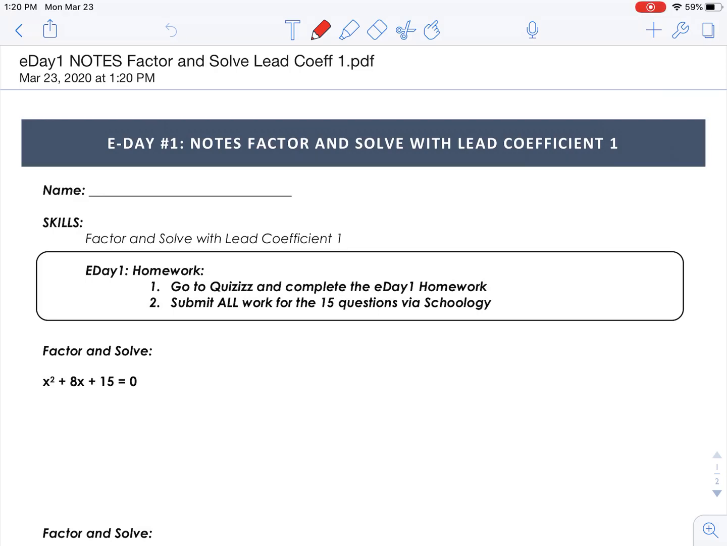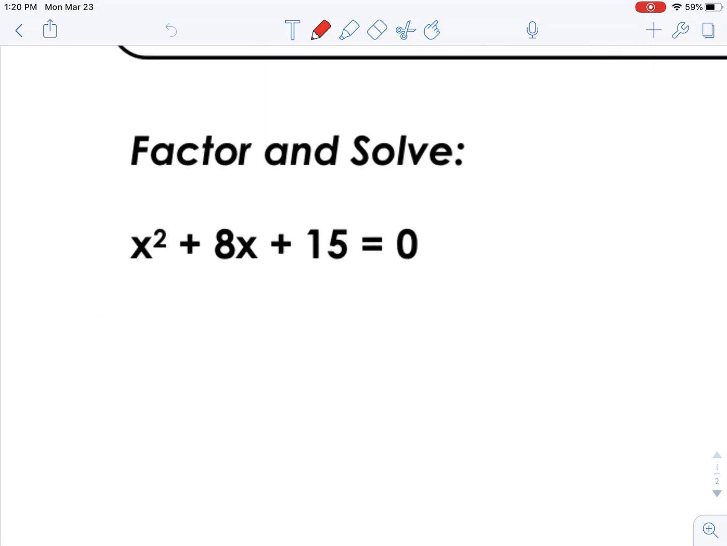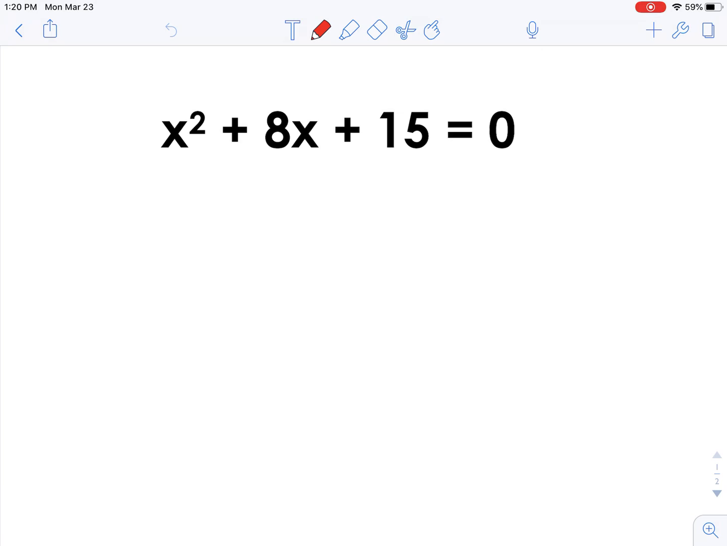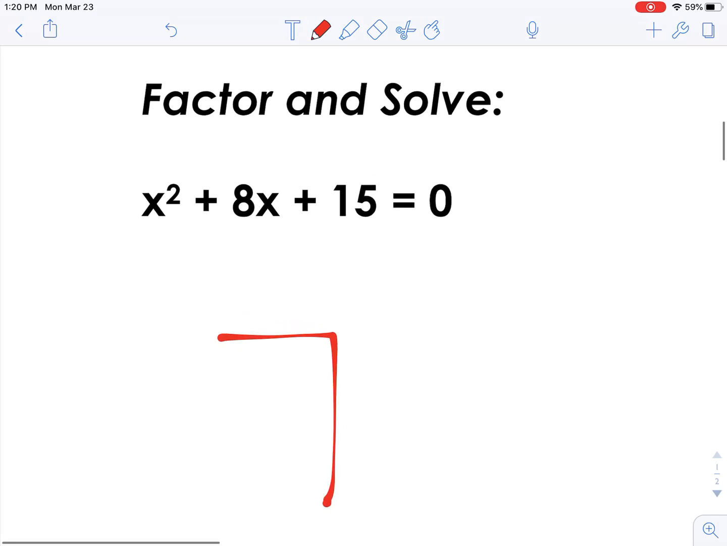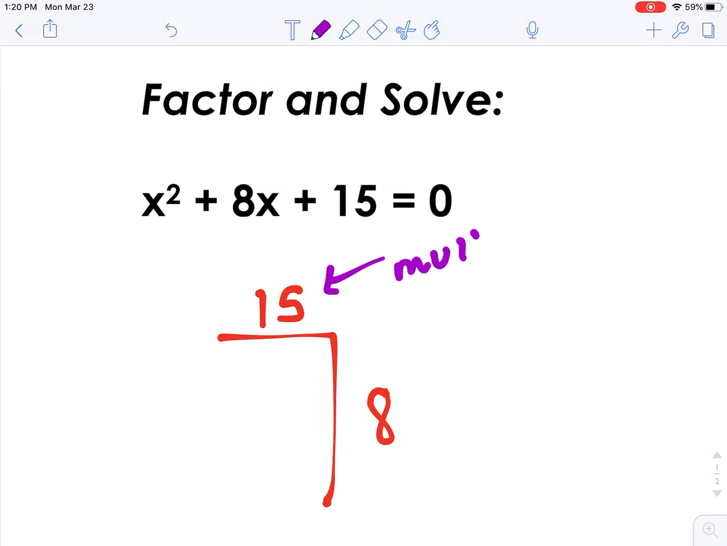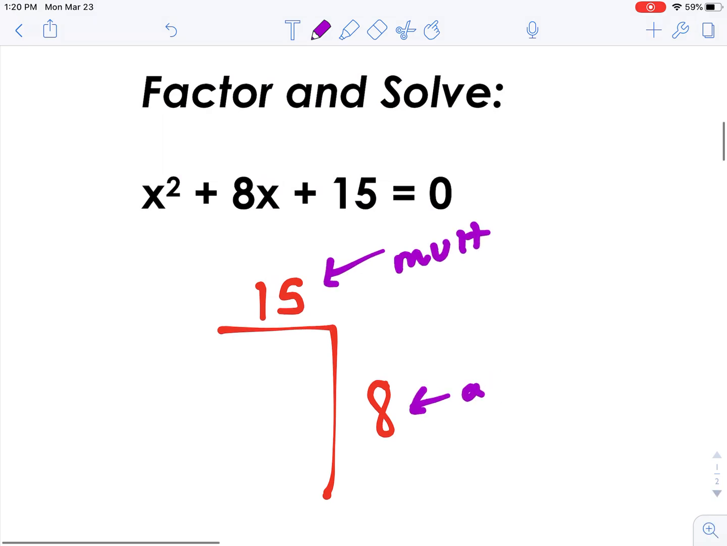Welcome to eDay1. We are going to review factoring and solving with lead coefficient of 1. So looking at this problem, when we are factoring, we have to come up with the factors that multiply to 15 and add to 8. So multiply to 15 and add to 8.